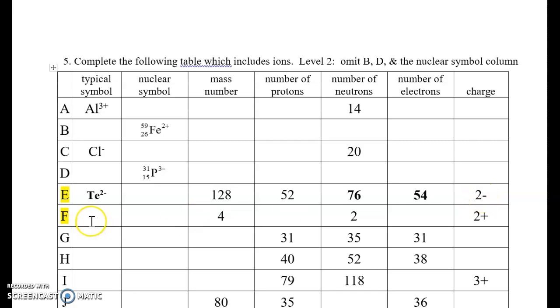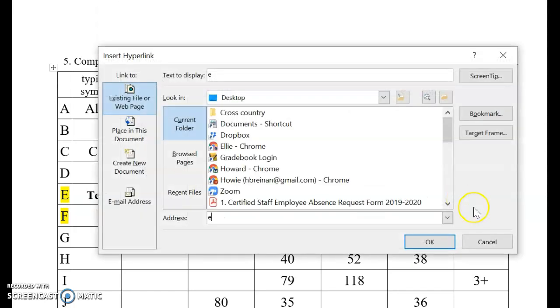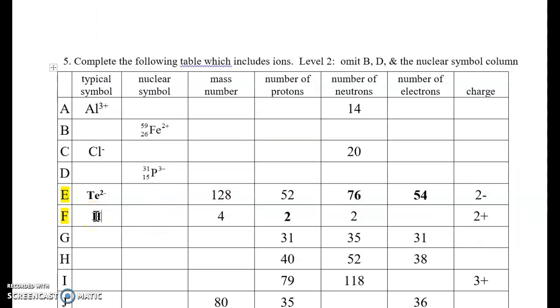All right. Let's see what we're doing on F here. We have the mass number, number of neutrons. So we're going to have to find the number of protons first, and that's going to tell us a lot. So remember, neutrons plus protons equals mass number, so we're clearly missing 2 protons. And that tells me it's helium, so I can put helium in this symbol, and of course the nuclear symbol as well.